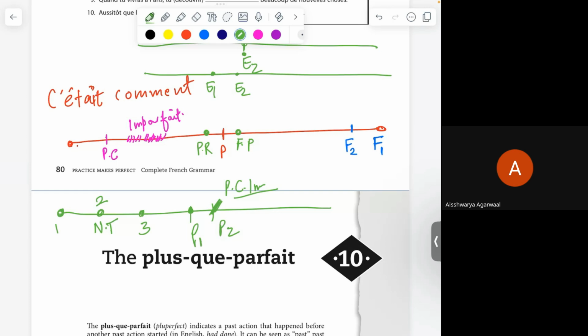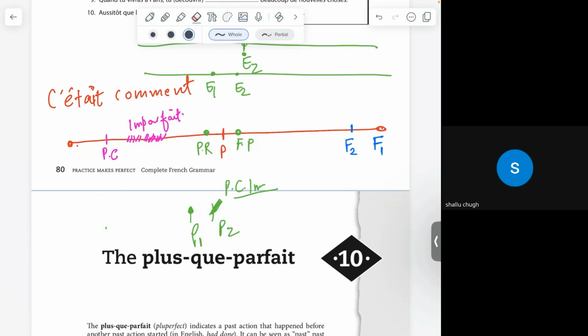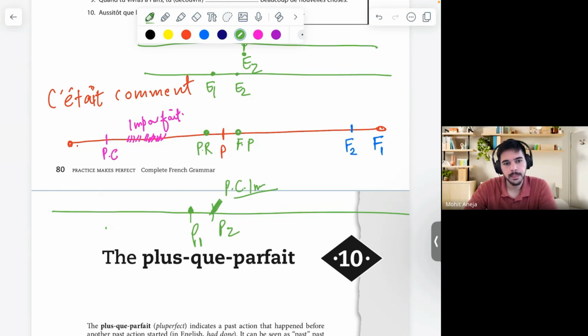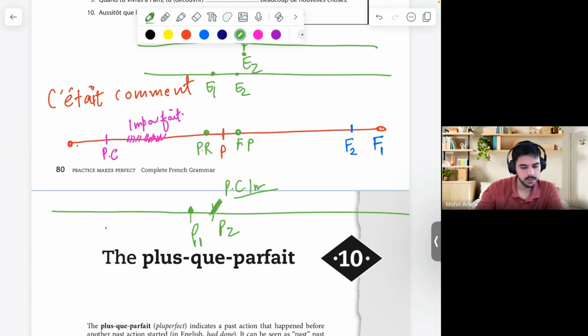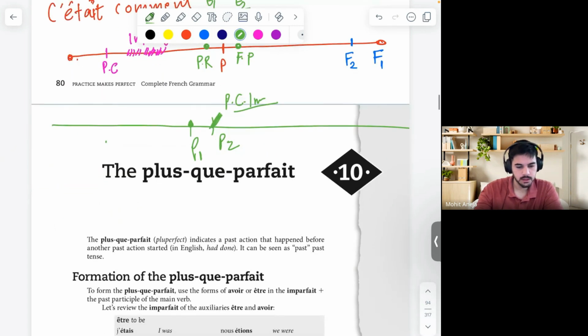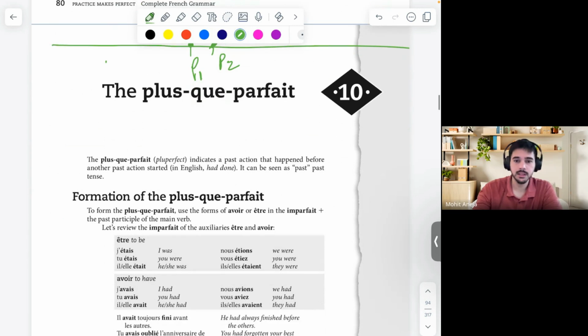Okay. Shalu, can you repeat this to me? What is the use case? So like the first case will be Plus-que-parfait, and the event happening after will be passé composé or like any other imparfait. Yeah, yes, that's correct. Okay? All right. Is there any doubts so far? No. Okay, très bien. And Shalu, this is called Plus-que-parfait, okay?